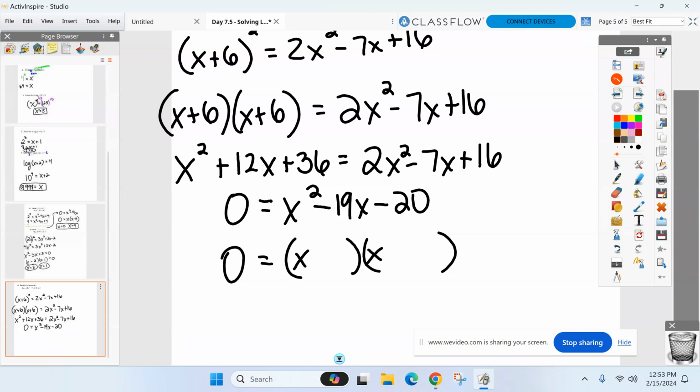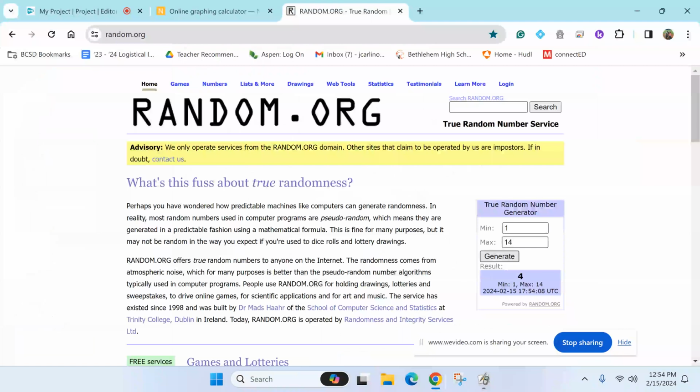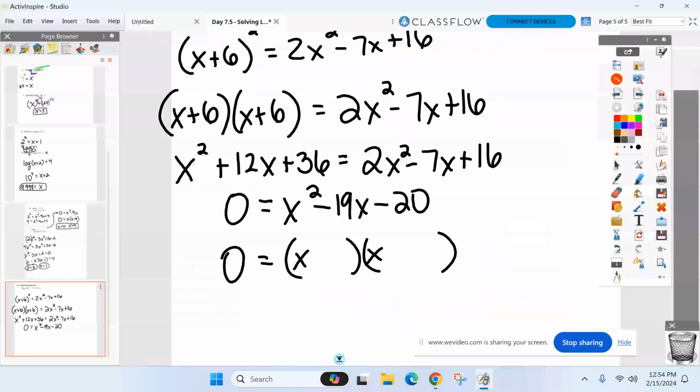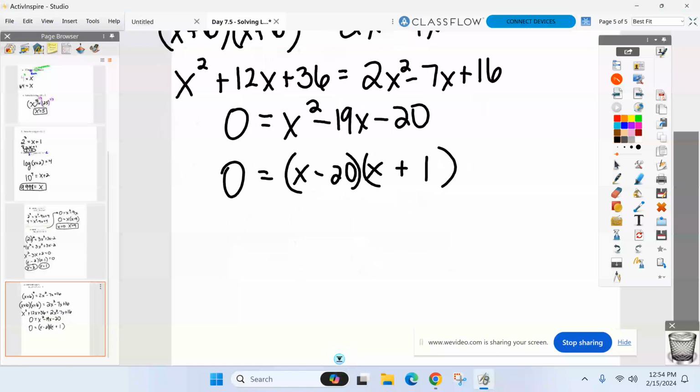All those numbers that multiply to 20, which pair works? What are those numbers? Marty, what are those numbers? -20 and +1. 20 and 1, yep. Very rare that we go with the 1 in the number itself, huh? So we get x equals 20, x equals -1.